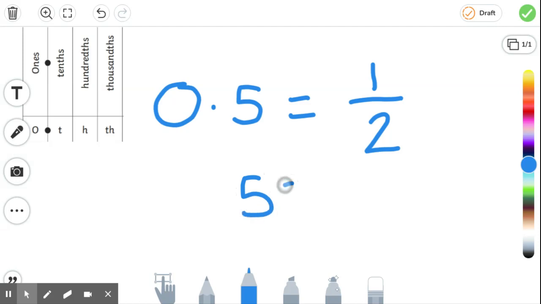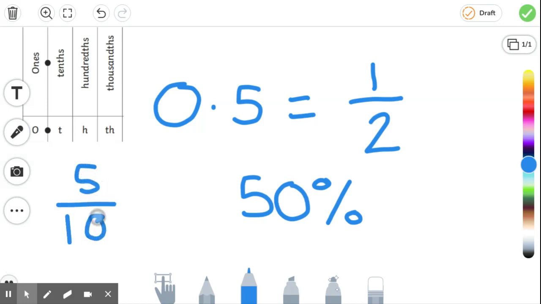So it's 50%. And if I had gone through those steps again, I would have had 5 out of 10. Then I could have times-ed the bottom and the top by 10 to make 50 out of 100, which eventually would then lead to my 50%.